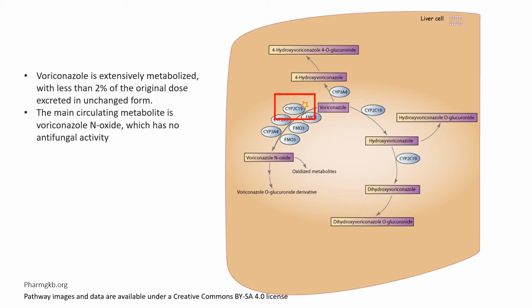So we know, and there's great data to support, that voriconazole is extensively metabolized with less than 2% of the original dose excreted in an unchanged form. And the main circulating metabolite, the voriconazole N-oxide, has zero antifungal activity. So think about our patient who was an ultra-rapid metabolizer, who very quickly metabolized the voriconazole, so they really didn't have any active antifungal agent on board.